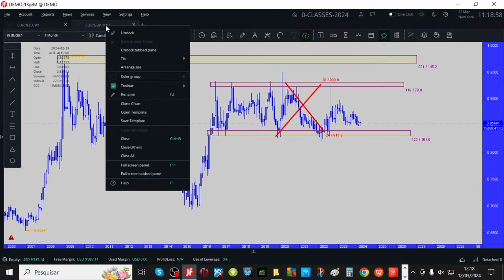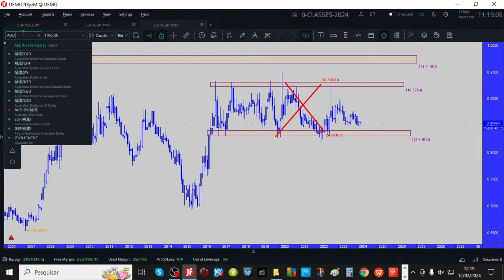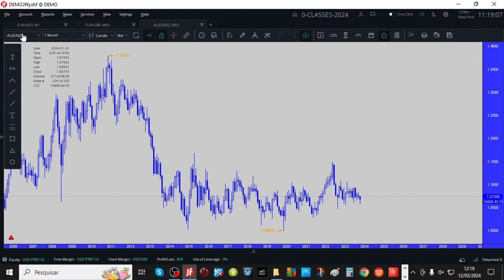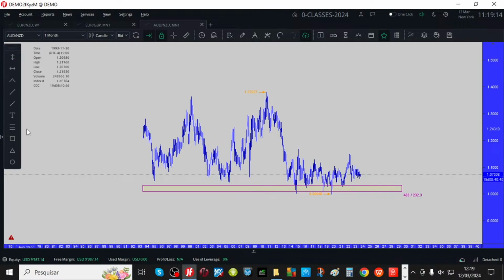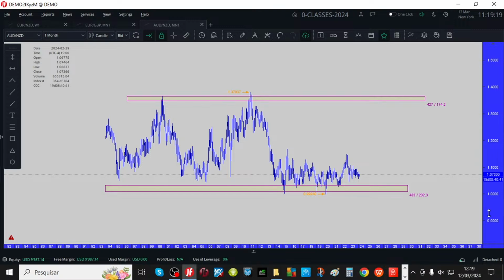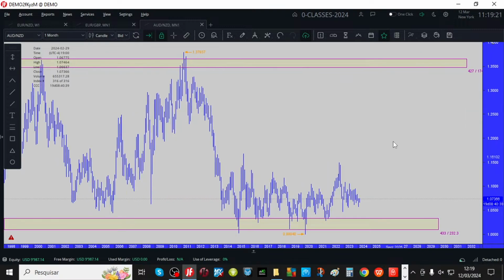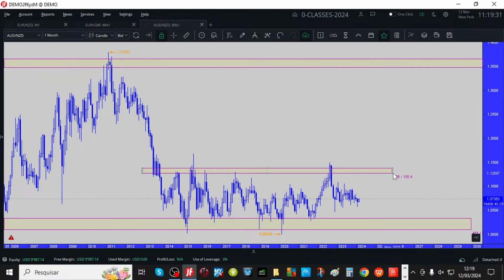Alright, another example would be, clone chart, AUD NZD. As you can see everybody, we have the lower band somewhere and we have the upper band somewhere. So we're not talking about the monthly bands, we're talking about that AUD NZD is here.